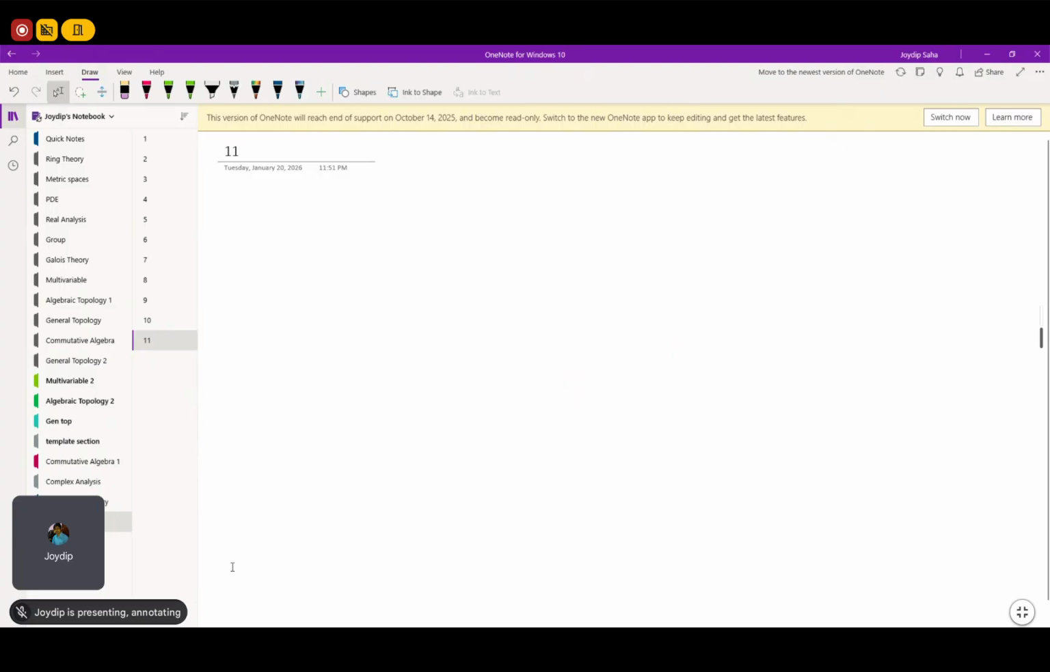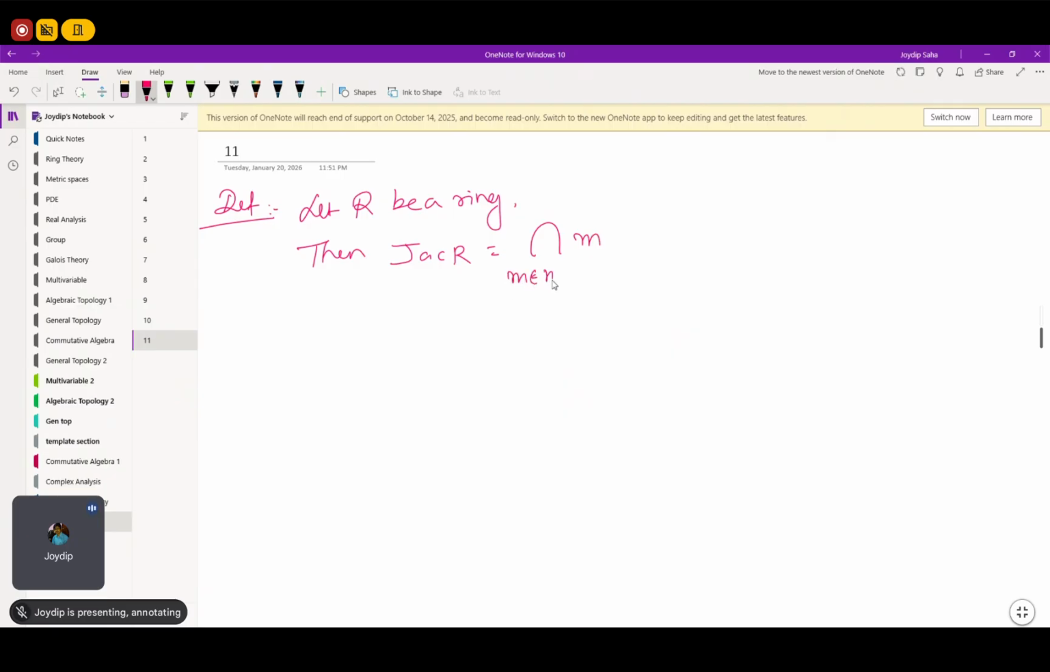Next, definition. Let R be a ring, then Jac R is the intersection of M, where M belongs to Max Spec R. The intersection of all maximal ideals is called the Jacobson radical of R.